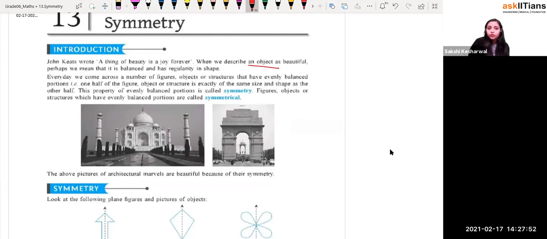So one half of the figure, object or structure is exactly the same size and shape as the other half. That's the important point. So one half, I'm just marking down the shape of the object.